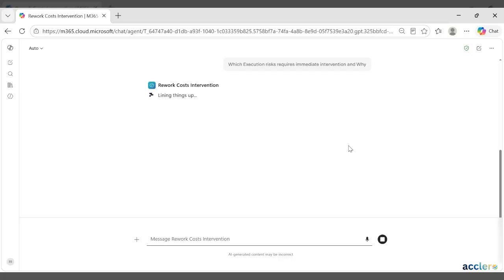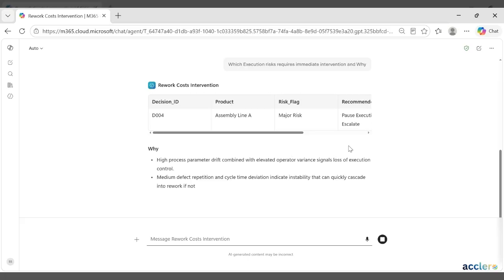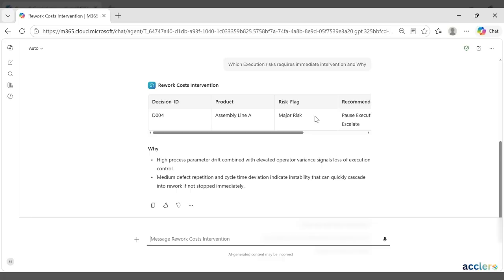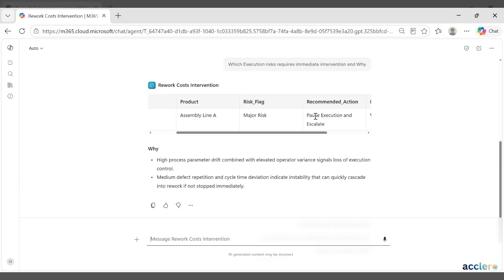Here I am asking the agent which execution risk requires immediate intervention and why. In this scenario, the agent identifies the execution risk that requires the immediate intervention. Here we can see a major risk flag for assembly line A, where the high parameter drift is combined with the elevated operator variance. The agent recommends pausing the execution and escalating the supervision. This will prevent further deviation.